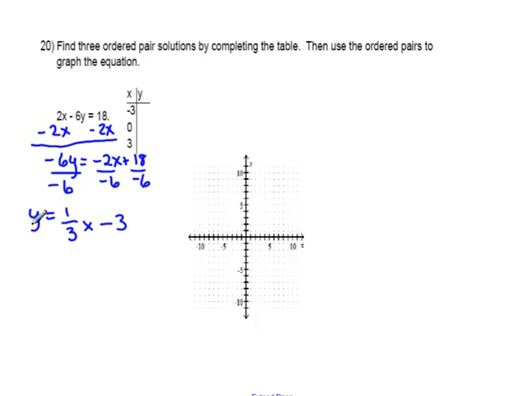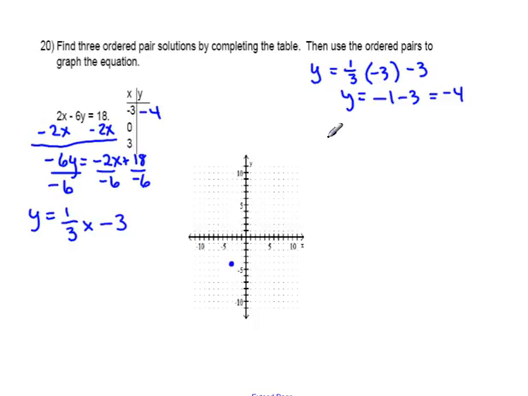Okay, so your equation is now solved for y, and now it's very easy for us to just plug in the values for x and solve for the values for y. So we'll do that over here. I'm going to replace x with negative 3 and then follow the order of operations. So multiply first. 1/3 times negative 3 is negative 1. Minus 3 is negative 4. So plot that point. We'll move to the left 3 from the origin and down 4. And that would be the first point.